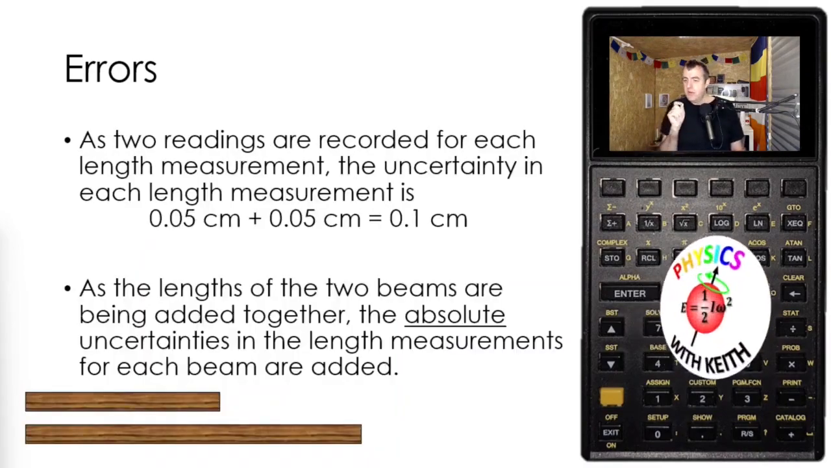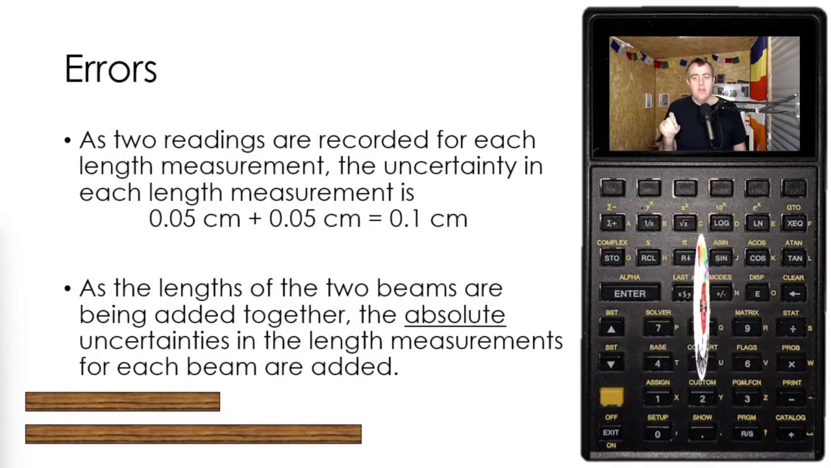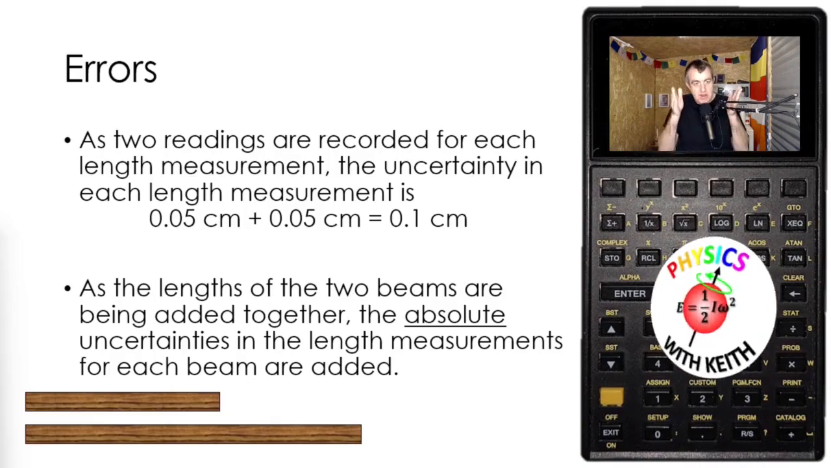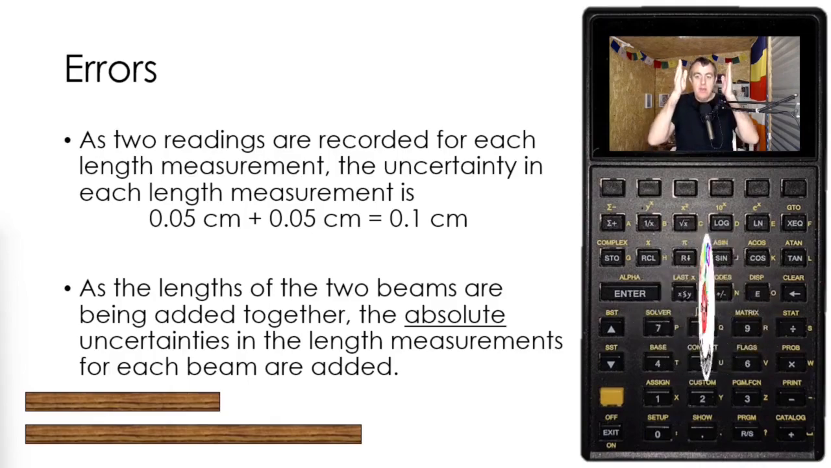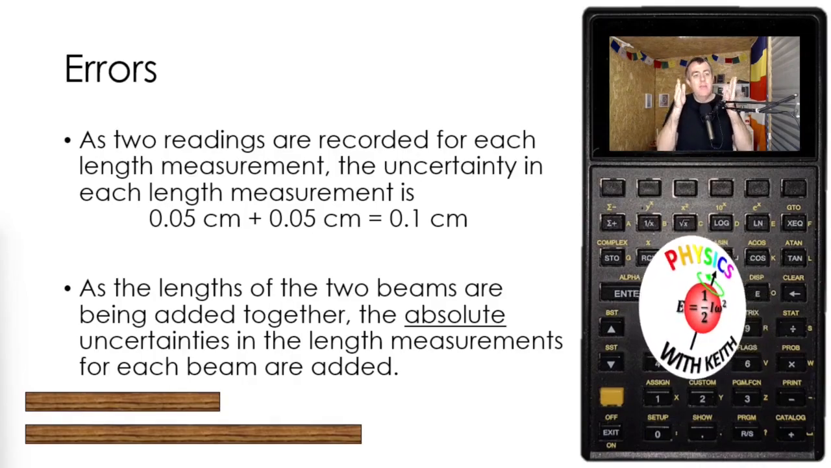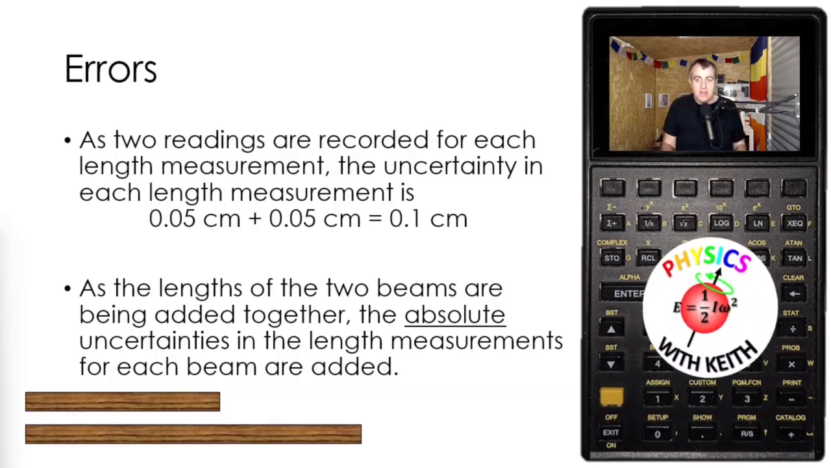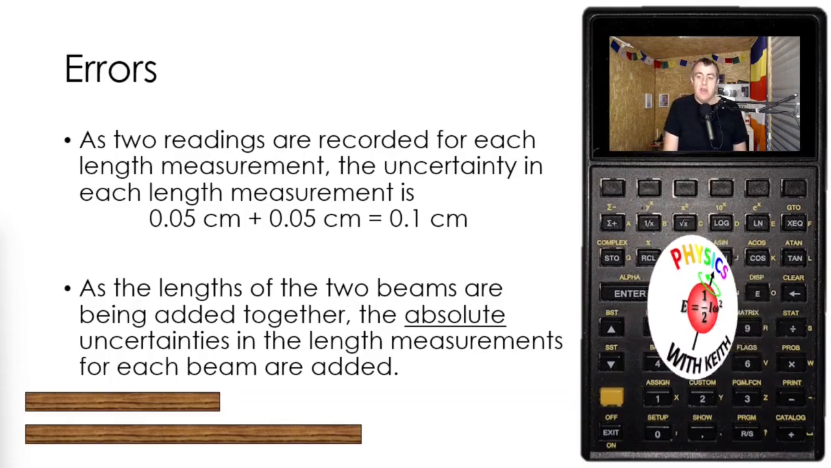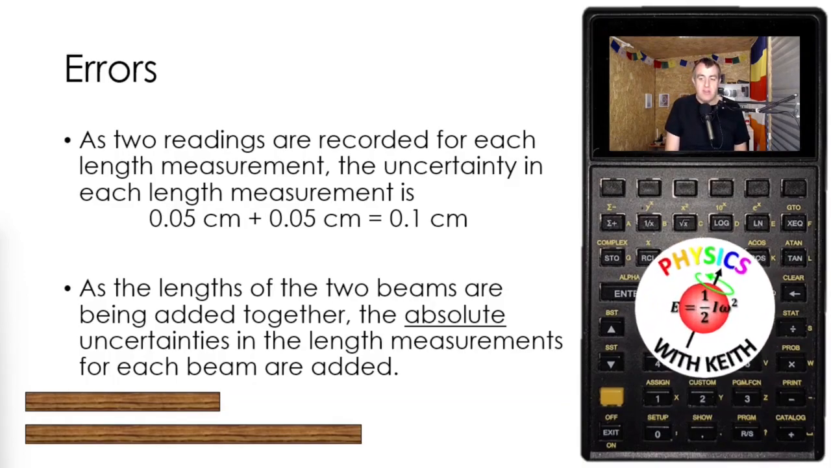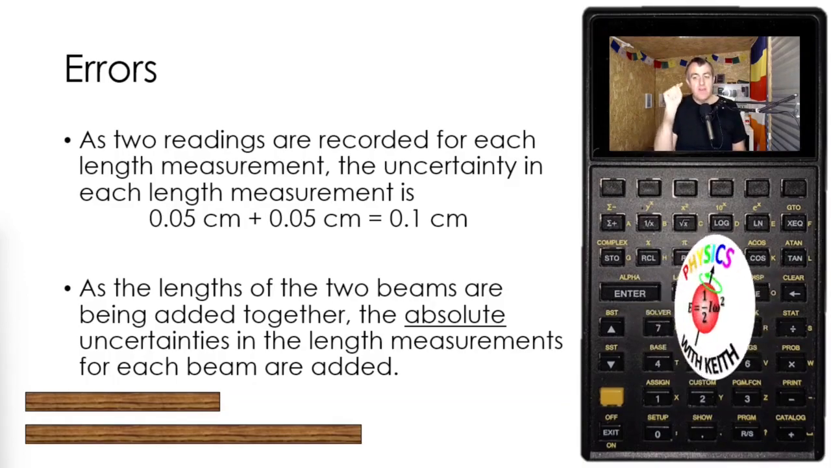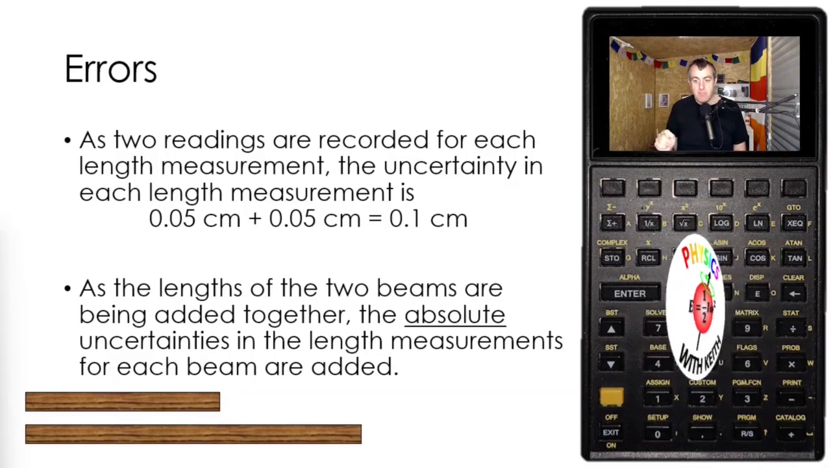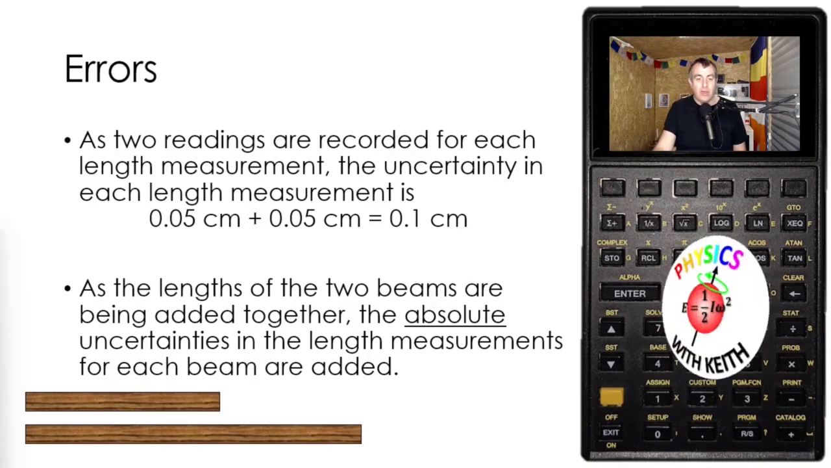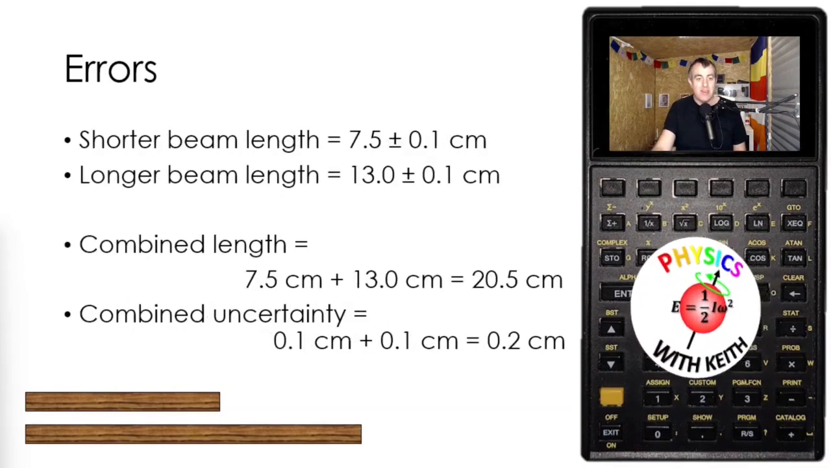Because we've got two readings for each length measurement, the 0 reading and the reading at the other end of the beam, we have to add together the uncertainties in those two readings, the absolute uncertainties in those two readings, because they're both lengths. And we get 1 millimeter of uncertainty. But that's 1 millimeter for each beam. So because we're adding together the lengths of the two beams, we also have to add the uncertainties together.